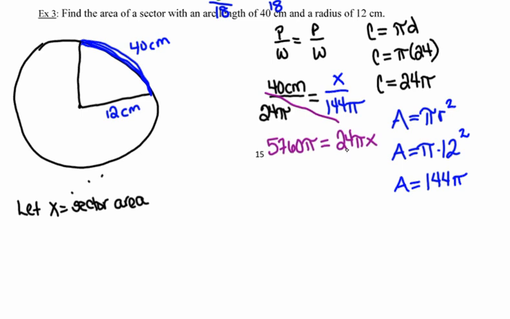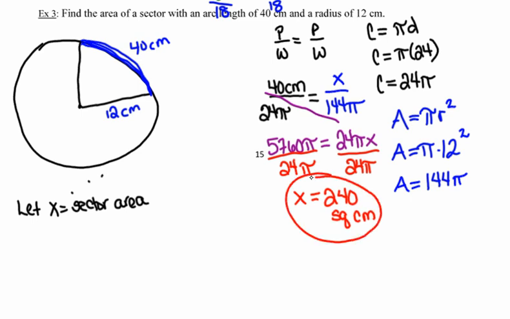And now, in order to isolate the x on the right-hand side of my equation, I'm going to divide both sides by 24 pi. And in this case, I'm simply going to get my calculator out. I'm going to type in the fraction where 5,760 times pi is in the numerator, 24 times pi is in the denominator. And my calculator tells me that's equal to 240. And my units here are centimeters. So the area of that sector would be 240 square centimeters.